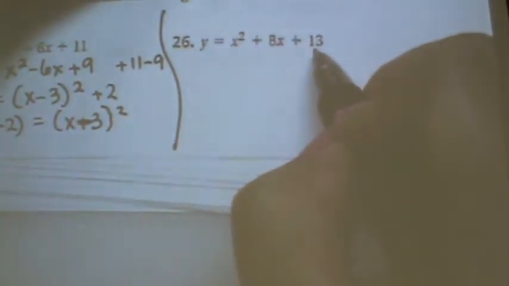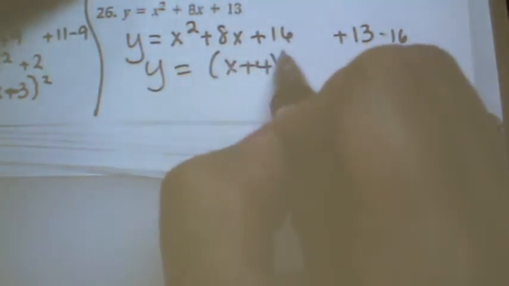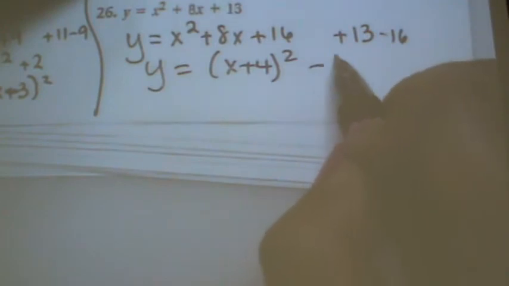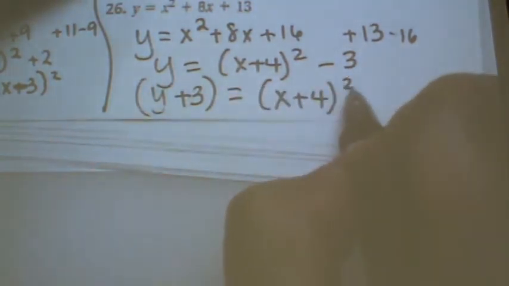One more. Okay, how do you get this one in vertex form? What do you do with 13? Move it over. Yeah, thank you, Troy. What number are you going to put in here? 16 and what else? Negative 16. Y equals x plus 4 squared. What number is here? Minus 3. So it's y plus 3 equals x plus 4 squared.